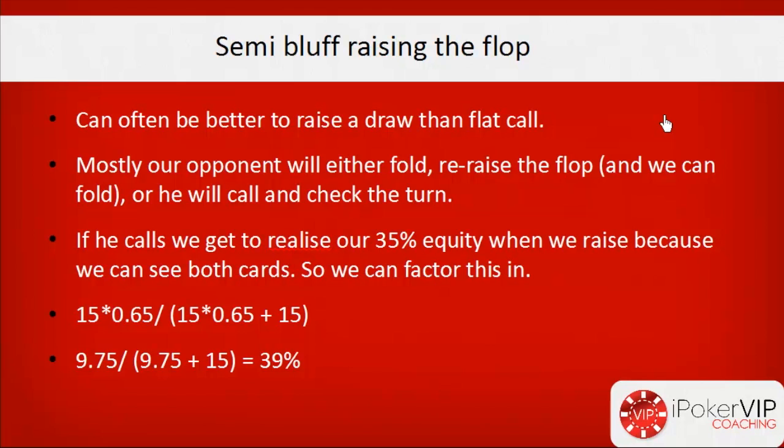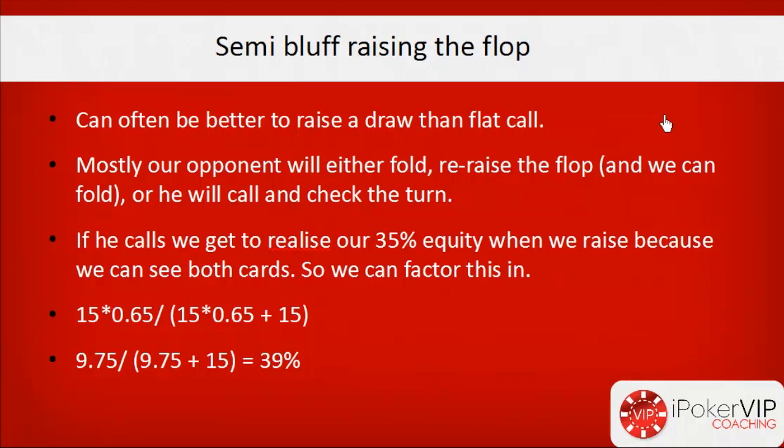So if he calls, like we said, we get to realize our 35% equity, which means that when we raise, we're not risking those 15 bets anymore. If we talk about it in dollars, it might make it easier. So let's assume the pot's $10, the opponent bets $5, we raise to 15. With 35% equity when called, we're not really risking 15 anymore.